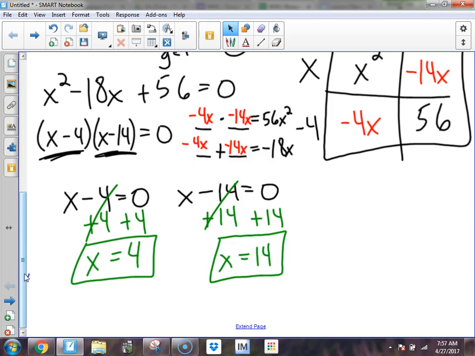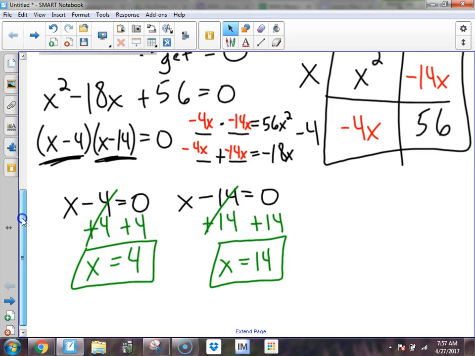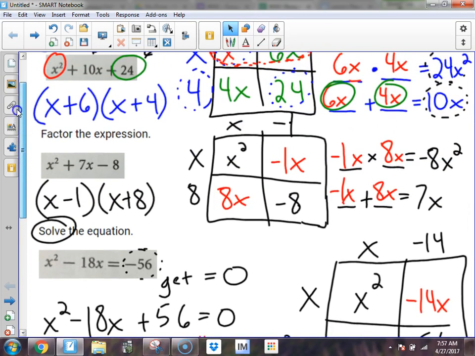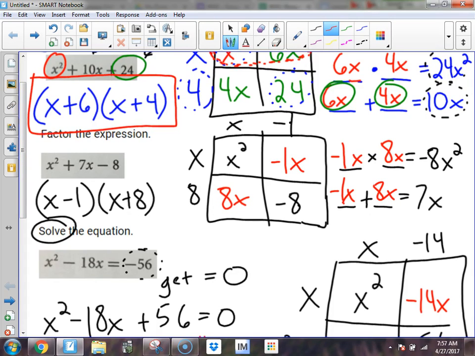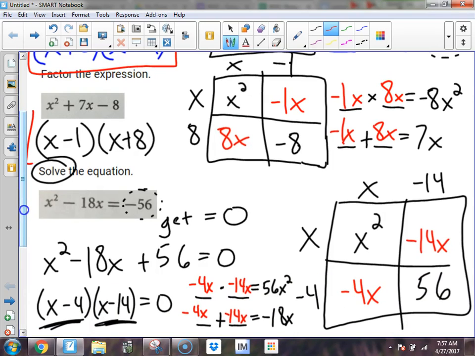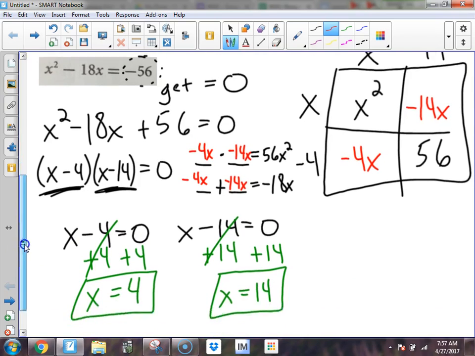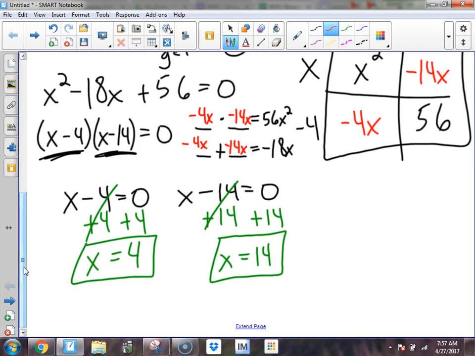So what do you put in your do now sheet? I want 3 different answers. Okay. I want you to put down x plus 6 times x plus 4 in parentheses. So this one, I want you to put down x minus 1 times x plus 8. And then these two answers, x equals 4 and x equals 14. You're going to have to write a little smaller. The third one, put down both of them. X equals 4 and also x equals 14. So again, write small, but you should be able to get it all in there.